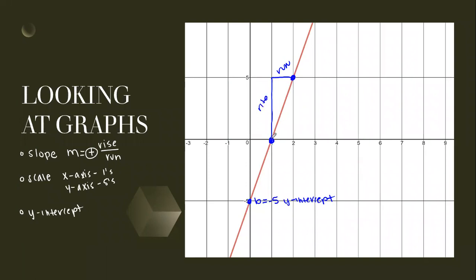So I'm rising, this is not 1, this is going by 5s. So I'm rising 5, but I'm running, this is going by ones, I'm running 1. So my slope is positive 5 over 1, or just 5.